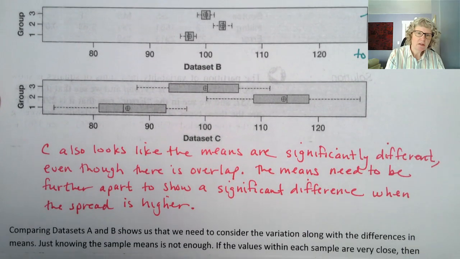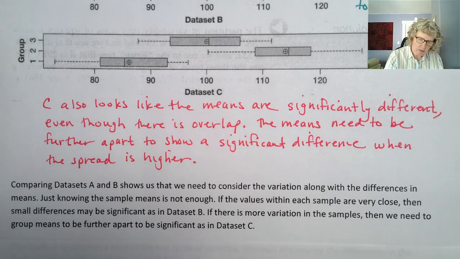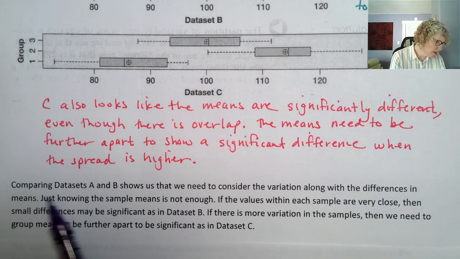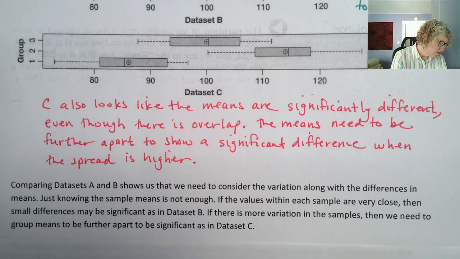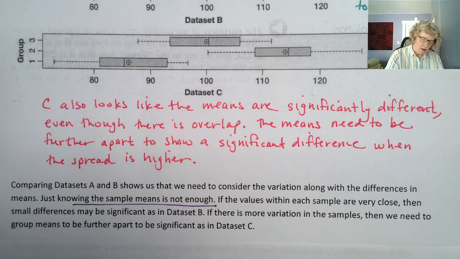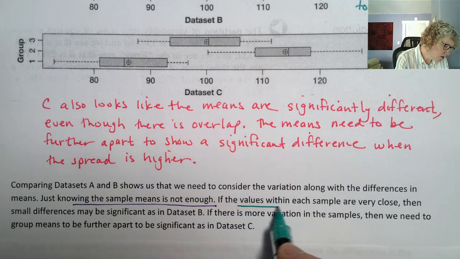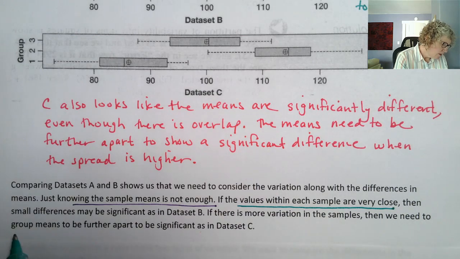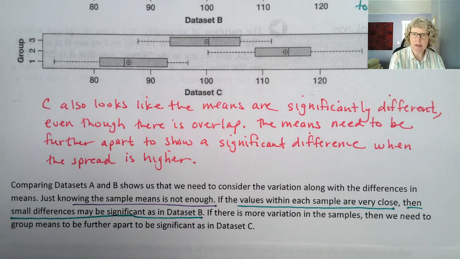Okay, so here's a little summary of that. So let's see if there's anything new to add or just refresh. Comparing data sets A and B shows us we need to consider the variation along with the difference in the means, okay? Just knowing the sample means is not enough. And then this is kind of the second part. If the values within each sample are very close, then small differences may be significant, as in data set B. Okay, so that's a different way to state that.